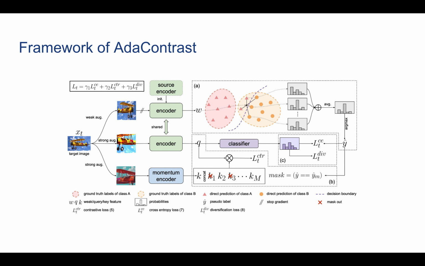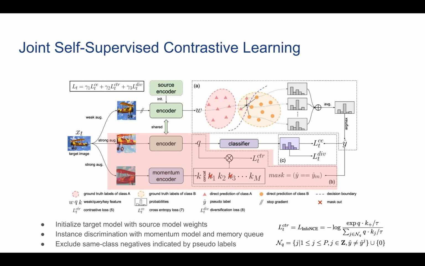Here is the framework of our proposed AdaContrast. At test time, it takes in target images and optimizes a total loss of 3 terms. For the joint contrastive learning, we initialize the target model with the source model weights and perform instance discrimination with a momentum model and memory queue. Meanwhile, same class negatives indicated by the pseudo-labels are excluded. This helps the model to learn better representation on the target data.